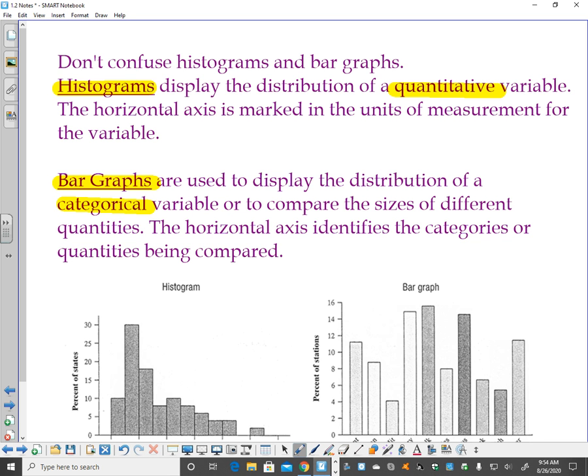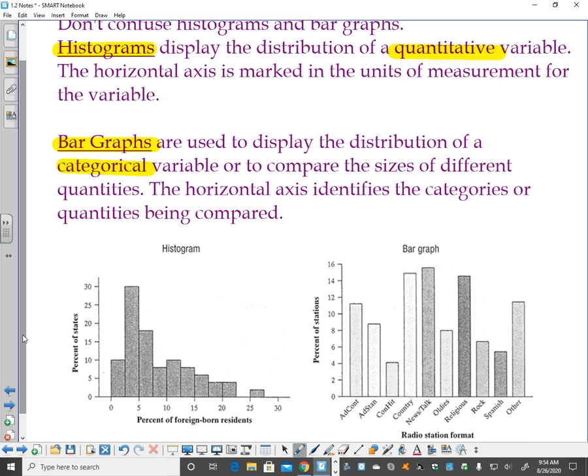Bar graphs are used to display the distribution of a categorical variable or to compare the sizes of different quantities. The horizontal axis identifies the categories or the quantities being compared. So notice the x-axis between these two. They're very different. The bar graph on the right, those are buckets. Remember, those were the radio stations? Those were just the categories. The bars do not touch. Notice both of them are labeled. The x and y axis are both labeled. That has tick marks. Everything has to be labeled, labeled, labeled. Okay.